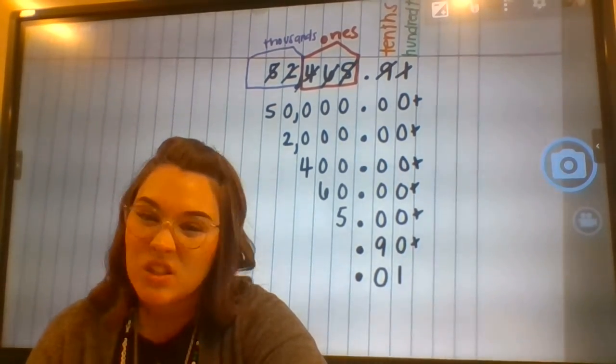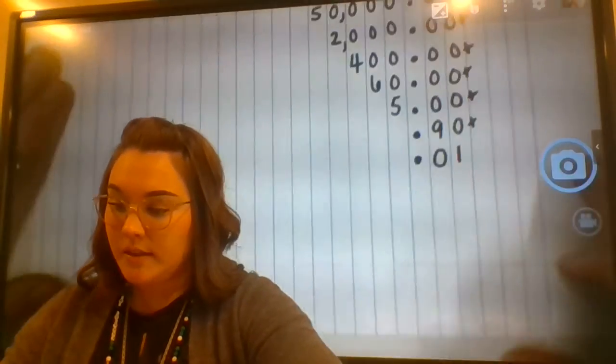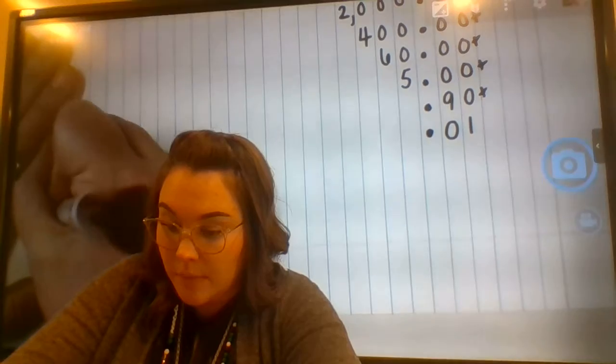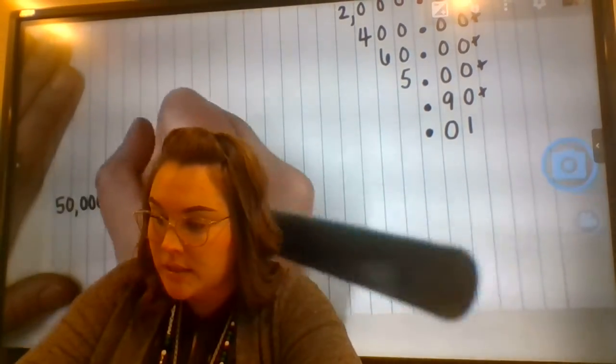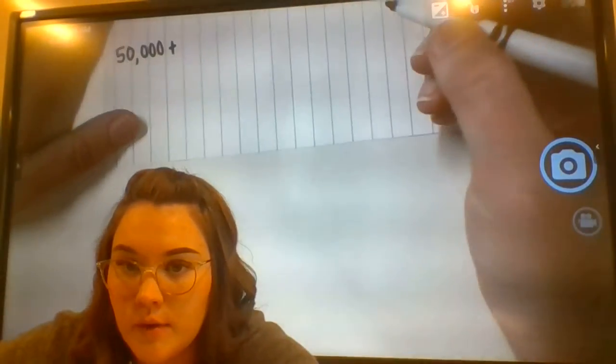But remember, that's not good enough. We have to write it flipped in a sentence. So let's write it in a sentence. It looks like, I'm going to use up all my space over here because this is a big number. 50,000 plus, make sure you're writing with me. I know my head's a little bit in the way. I'm sorry, I'll move it up here.